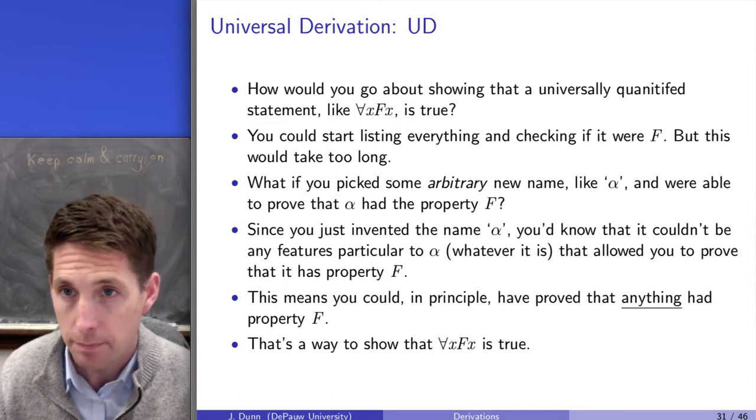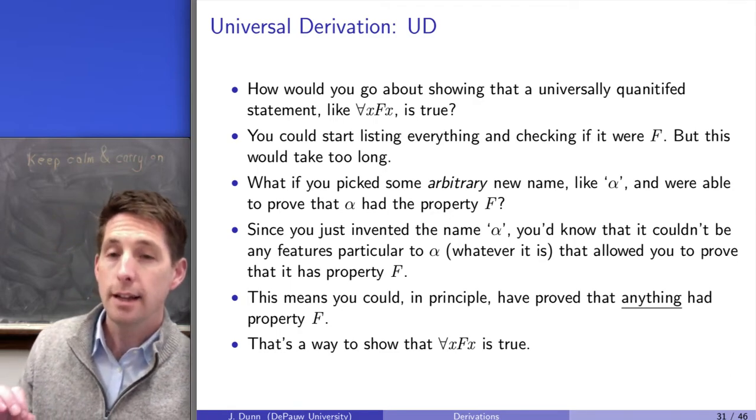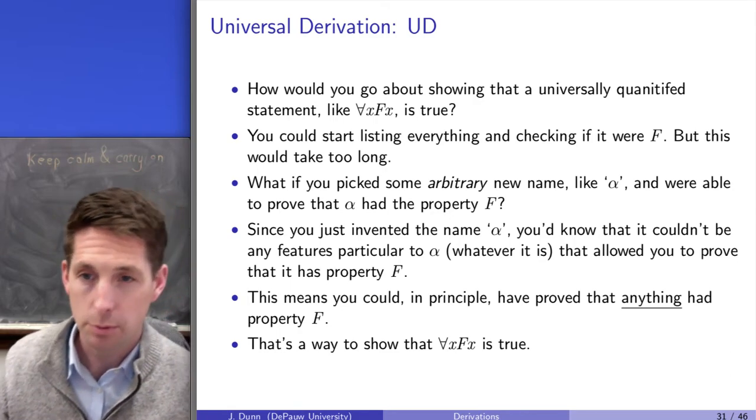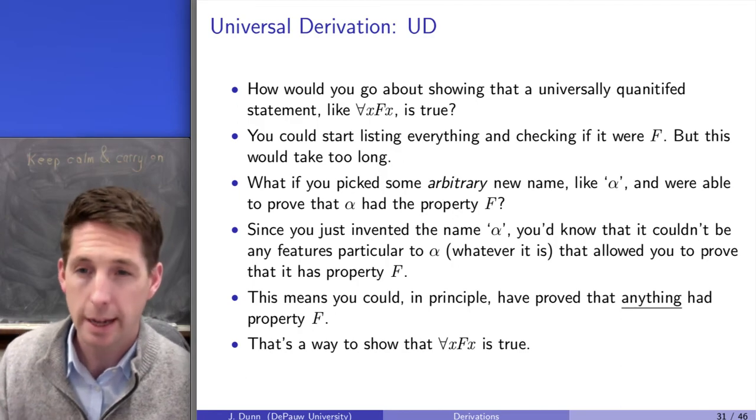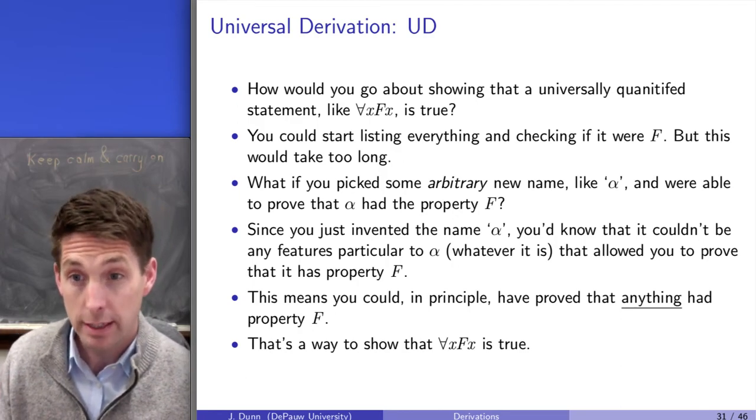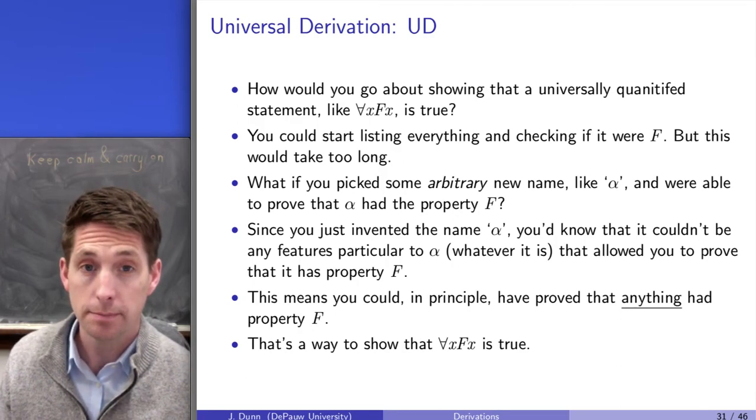Put simply, if you can show that f is had by an arbitrary individual about which you know nothing, then it's nothing about the individual itself that allowed you to prove that. It's something about the nature of the property f itself. And that means everything must in principle have that property.